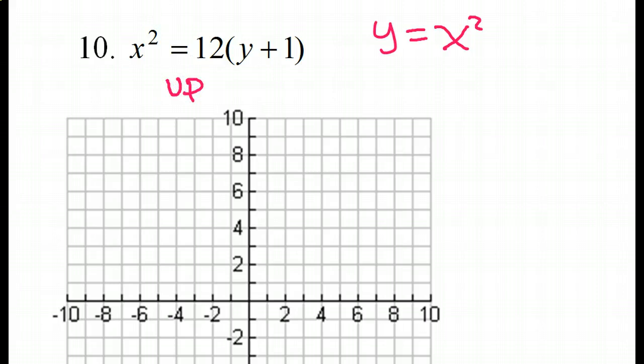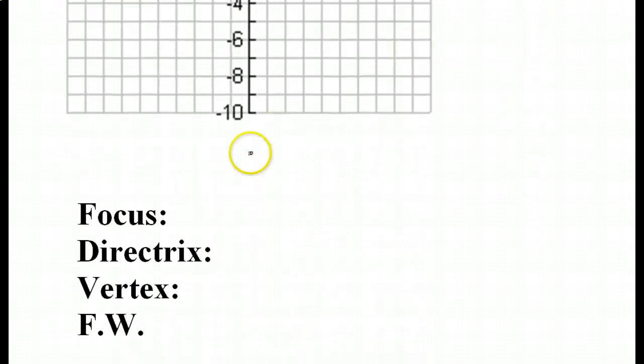Okay, next I need the vertex. Notice a plain x squared right here. This is just like having x plus 0 squared. So this is a 0. So this is going to be 0 comma negative 1, opposite. So that's my vertex. So 0 comma negative 1. Go ahead and graph that. 0 comma negative 1 is my vertex.